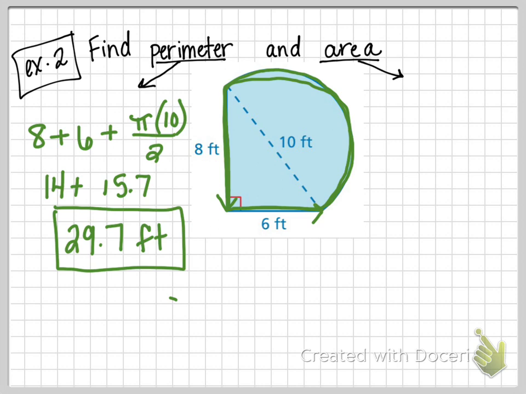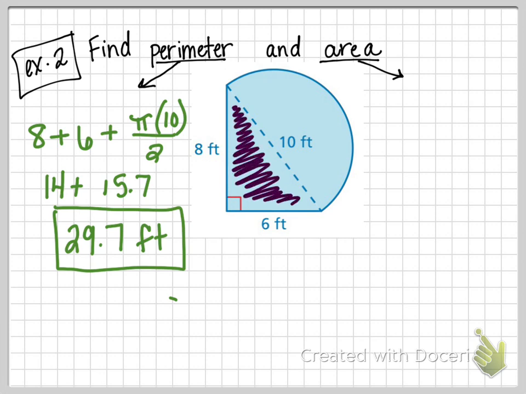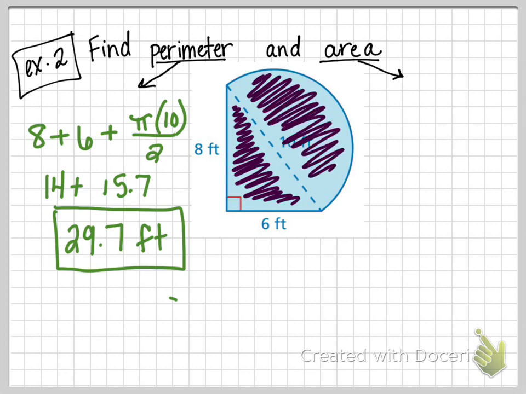All right, so then with area, we are no longer talking about the outside of the figure. Rather, we're figuring out how much space this composite figure takes up. So we need to find the area of this triangle and add it to the area of this semicircle. We find the area of a triangle by doing base times height over 2. And we're going to add it to the area of that semicircle. To find the semicircle, we would find the area of the circle and divide it by 2.